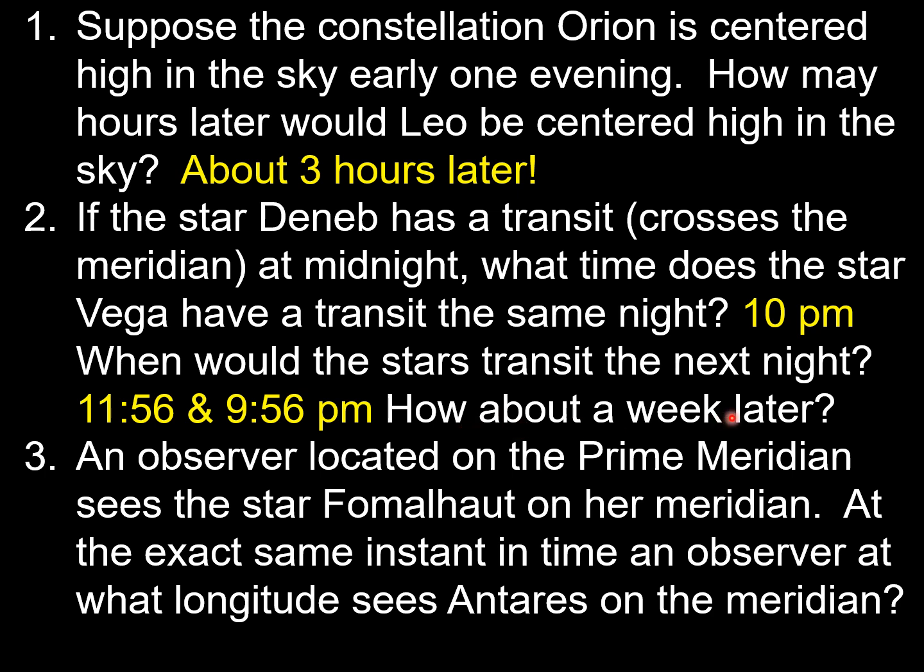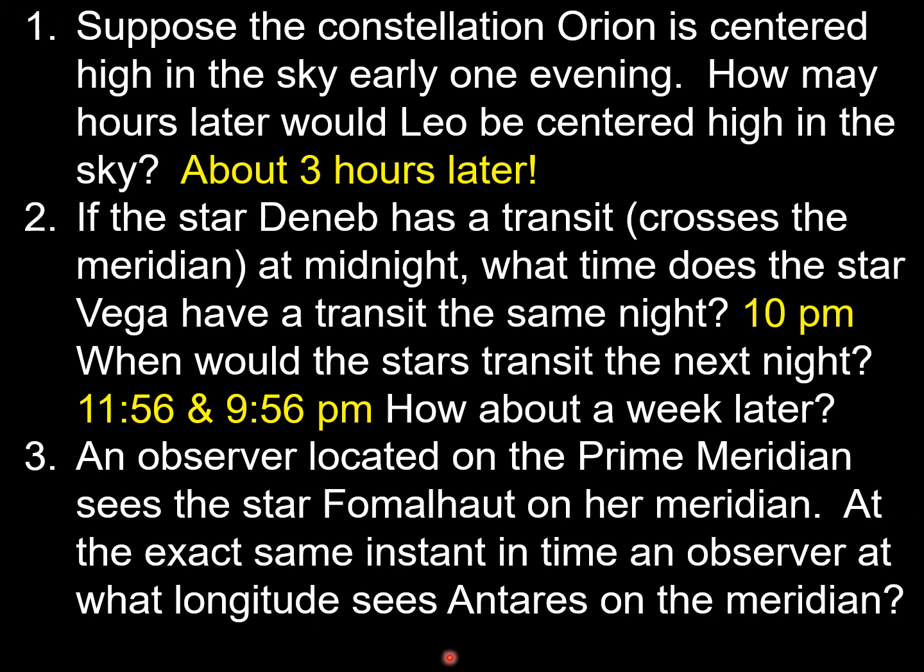How about a week later? Well, a week, 7 days, every one day is 4 minutes. So 7 days would be 7 times 4, 28 minutes. So these would become what, 11, and then subtract 28, 11:32 and 9:32 is what it would be a week later. So every day that goes by, another 4 minutes difference.